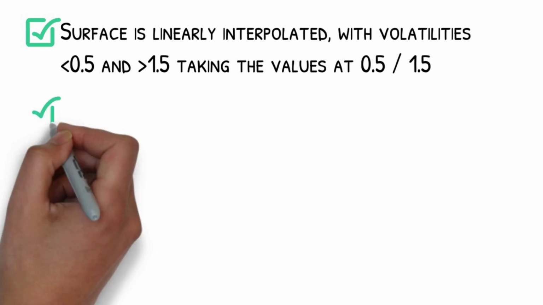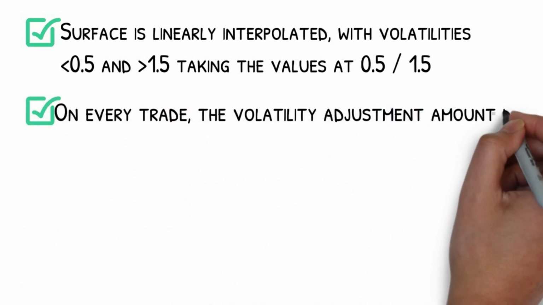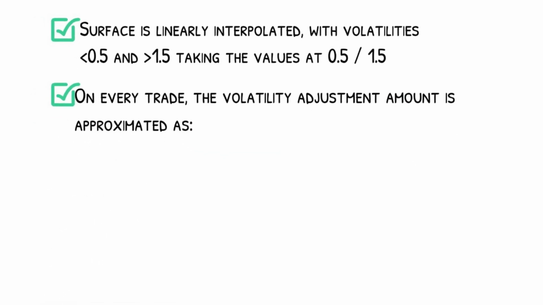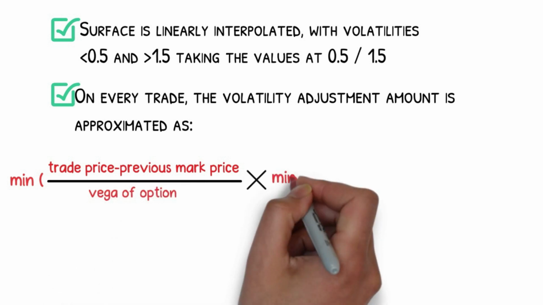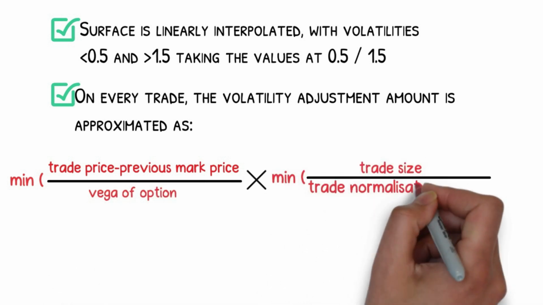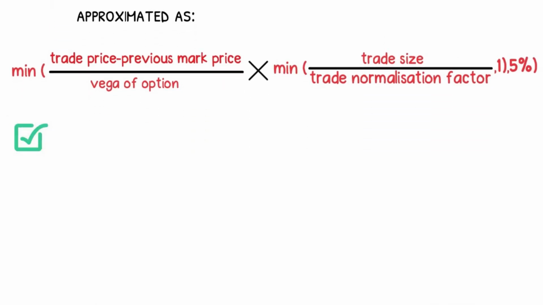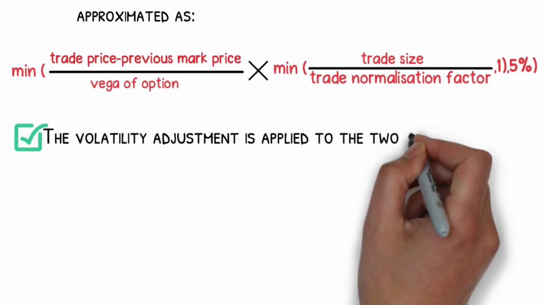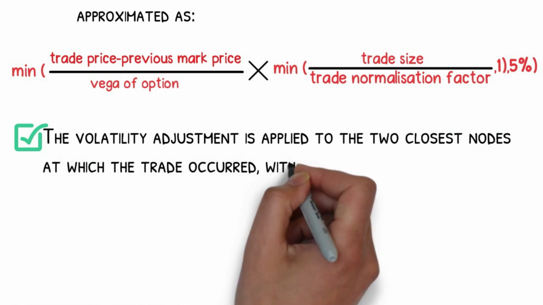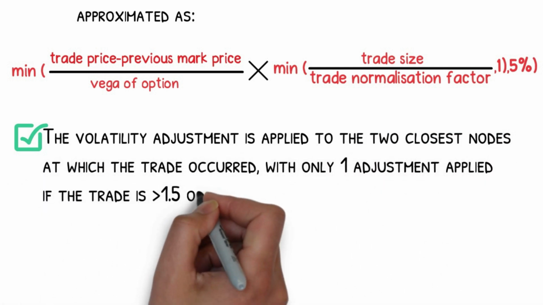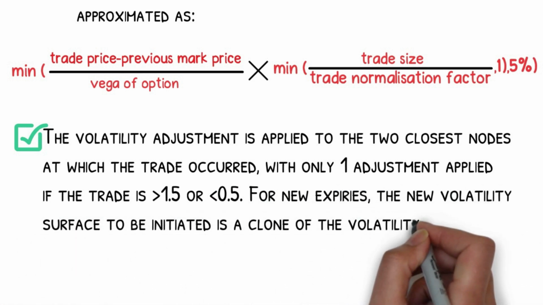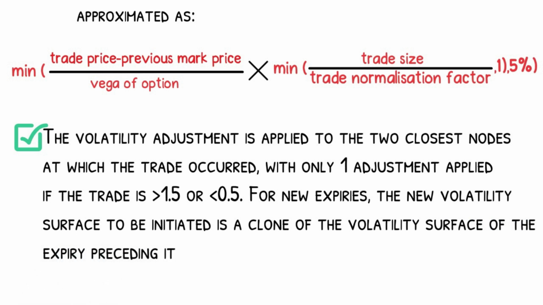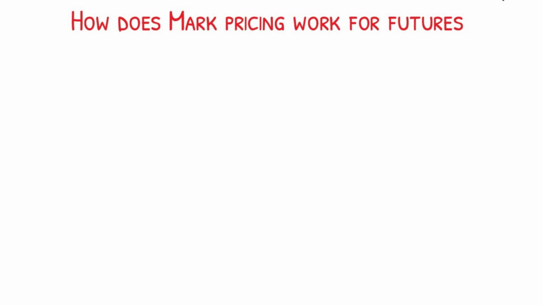below 0.5 and above 1.5 taking the values at 0.5 and 1.5. On every trade, the volatility adjustment amount is approximated as the minimum of trade price minus previous mark price, over the vega of options, times the minimum trade size, trade normalization factor, 5%. The volatility adjustment is applied to the two closest nodes at which the trade occurred, with only one adjustment applied if the trade is greater than 1.5 or less than 0.5. For new expiries, the new volatility surface to be initiated is a clone of the volatility surface of the expiry preceding it. How does mark pricing work for futures?